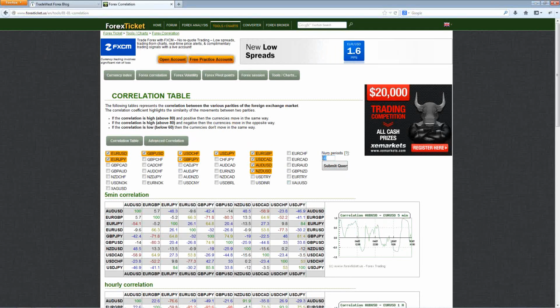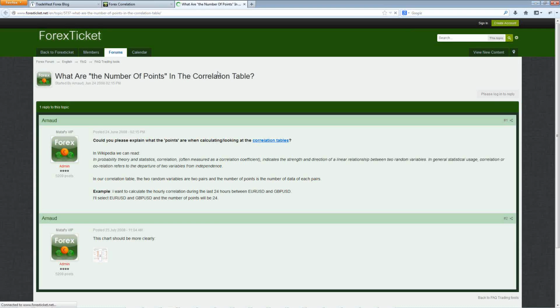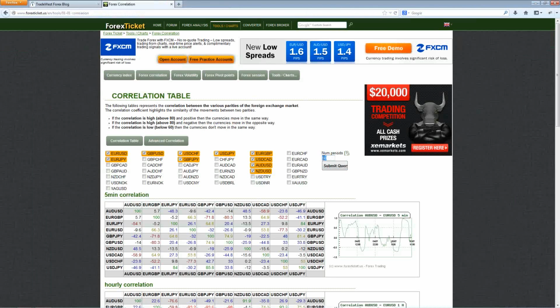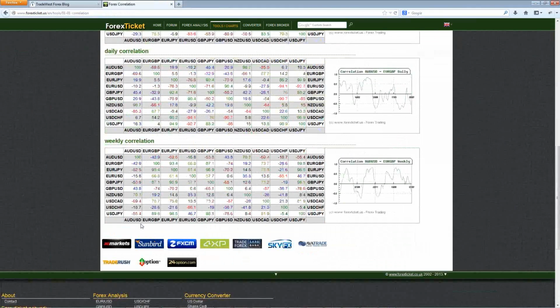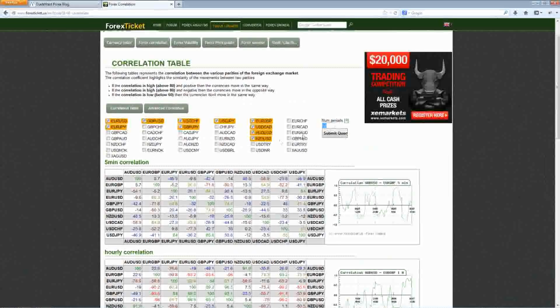Now they've got this period setting here, and if you hover over this question mark, or click it, it gives you some information on what that all means. Basically, this is how many bars, 5 minute, hourly, daily, weekly, if you're looking at a chart, that they are looking back and getting this information. So on a 5 minute, they're going back 50 periods, so they're going back 250 minutes and finding out what the correlation was between each of these pairs.